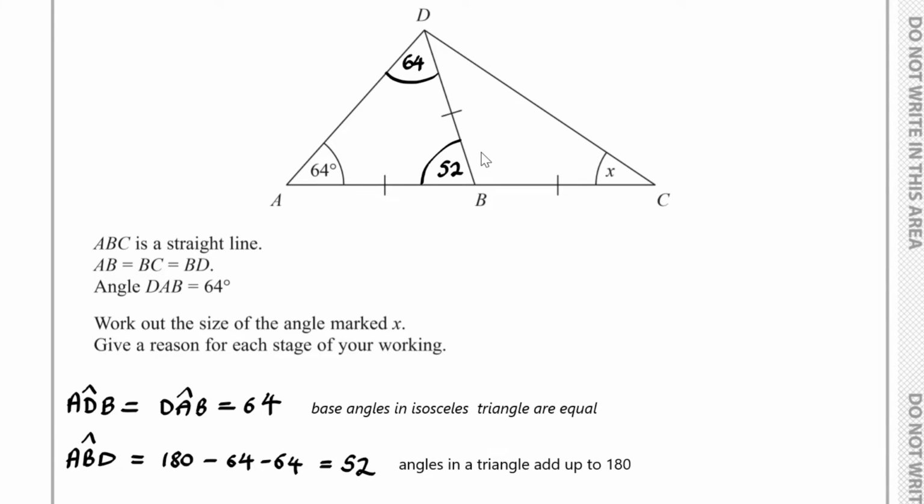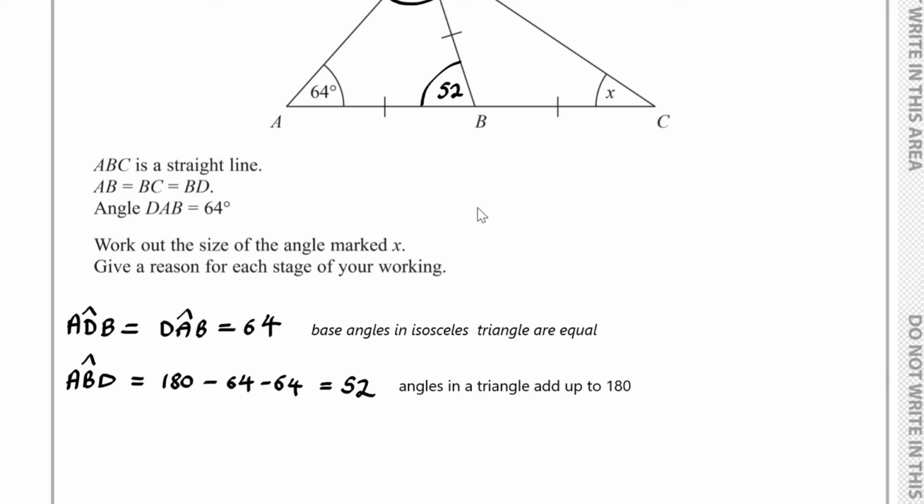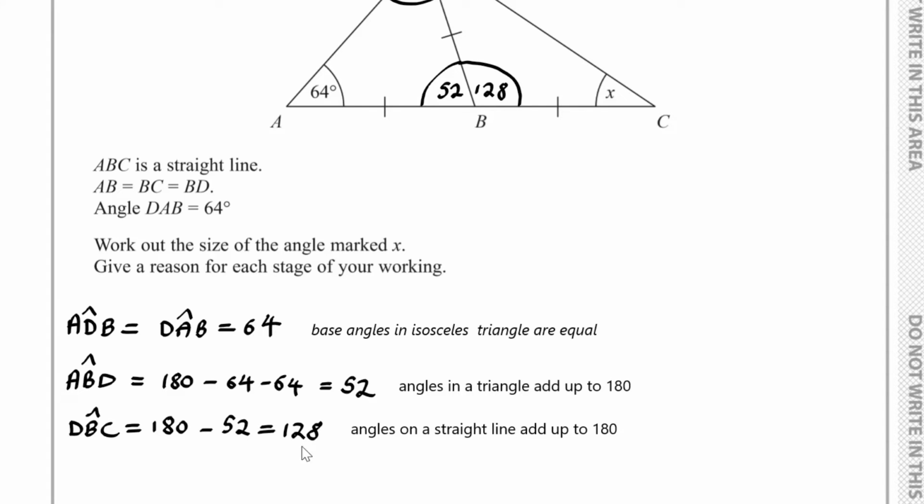Well, with this, we can also find out the angle DBC. So the angle DBC is going to equal 180 minus 52, which is 128. So this angle over here is 128 degrees because we have angles on a straight line, which add up to 180. As we see over here, angles on a straight line add up to 180.